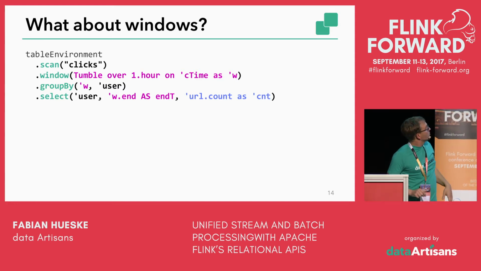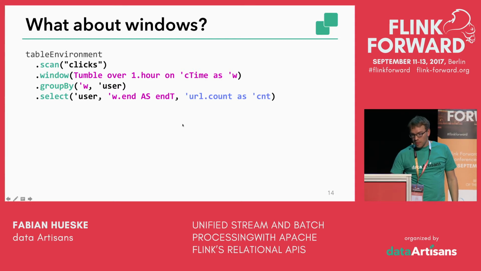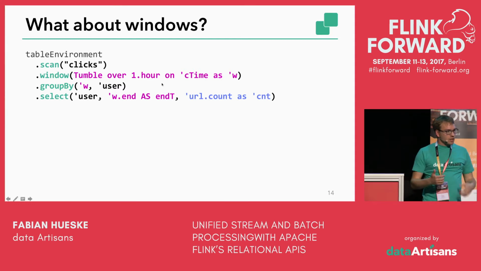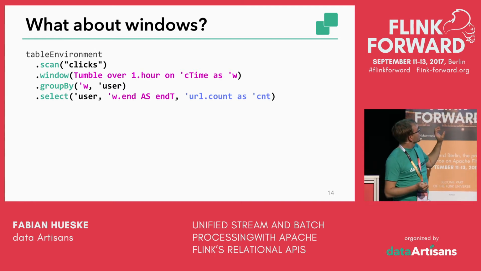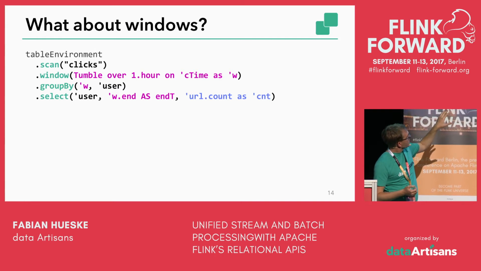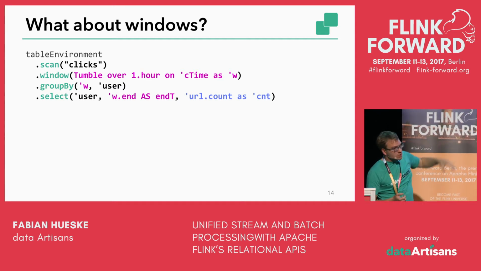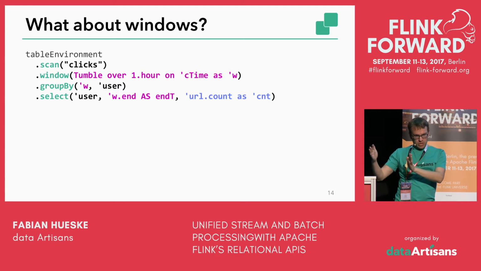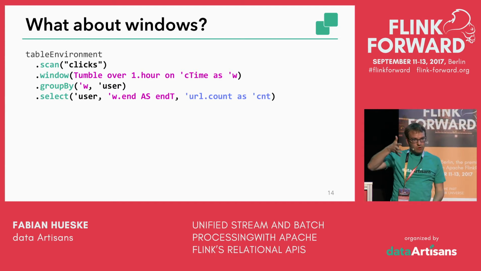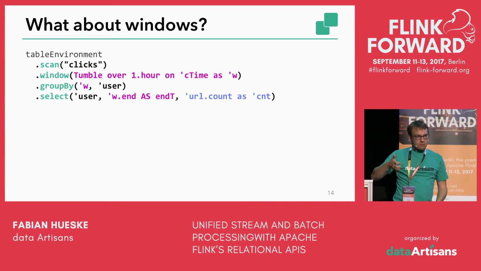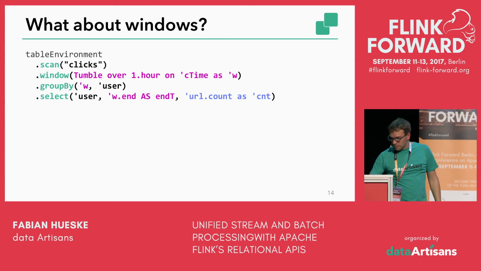Then we say group by. We group on the window and an additional attribute. And finally, as in the queries before, we do a select on the groups, and we say select user, which is one of the grouping attributes. We say w.end, which gives us the end timestamp of the window in this case, and we say URL count, which is again the number of attributes in the window for the user at that point in time.